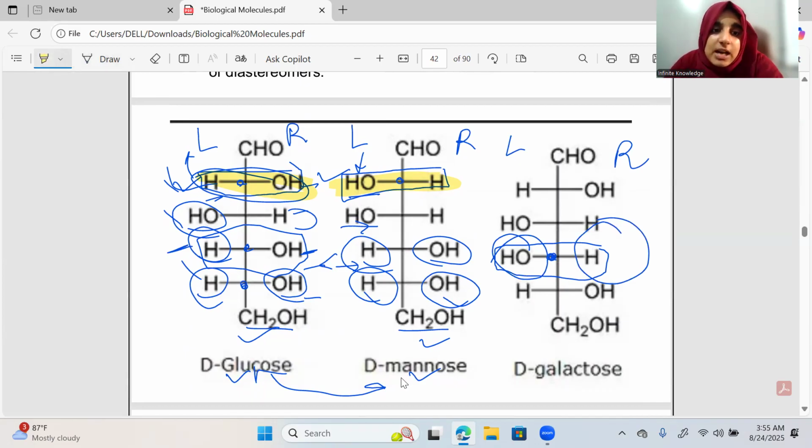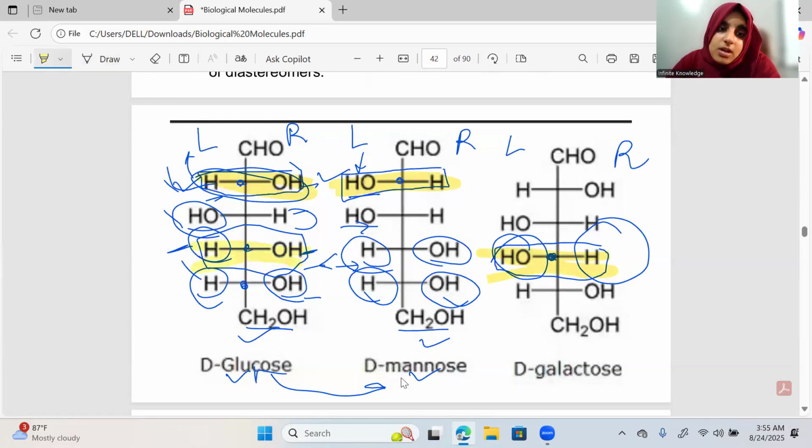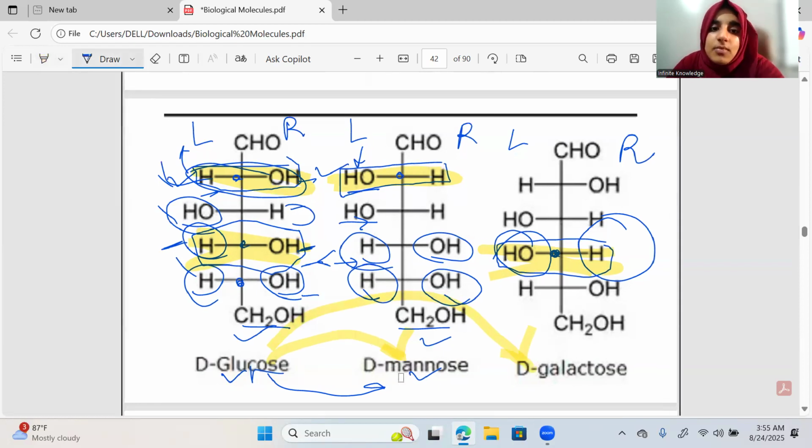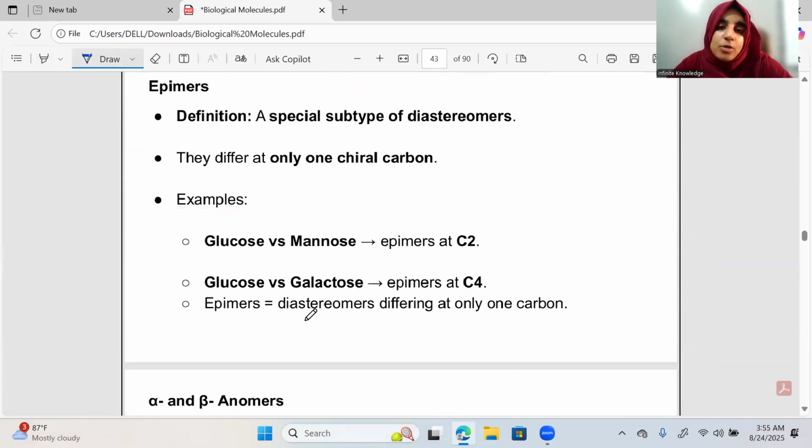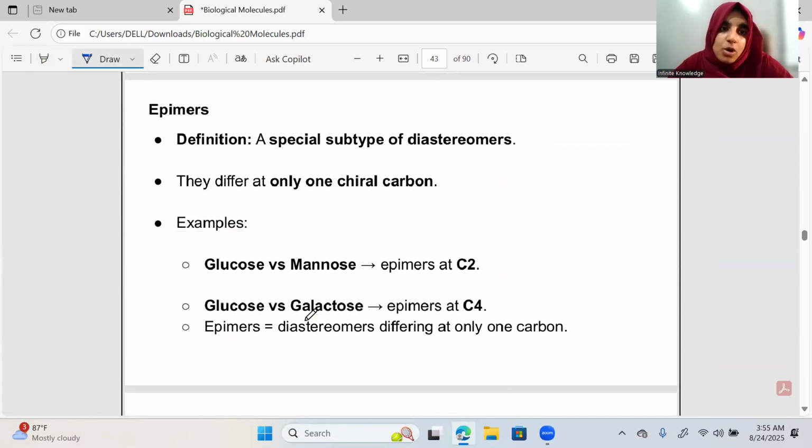That is why these are also diastereomers of each other. So there are two diastereomers of glucose. The first one is mannose, and the second one you see is galactose. Now let's move on to the next page. I hope this is clear. If not, please let me know.